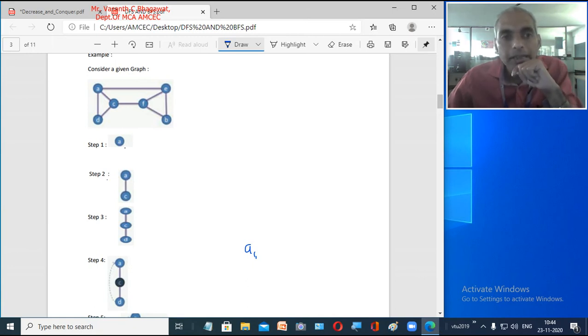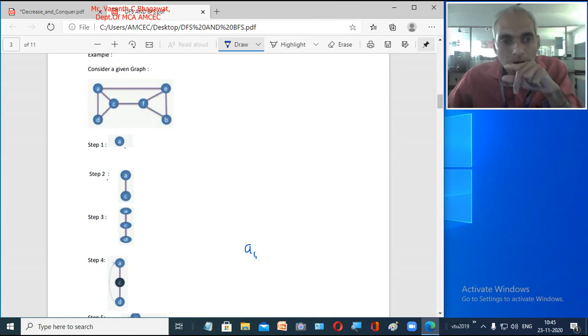Second step. Now when you are at A, you see what all the child nodes A has. A has 3 adjacent nodes: D, C and E. Now among these 3, we select chronologically. Of D, C, E, the alphabet C comes first, right?